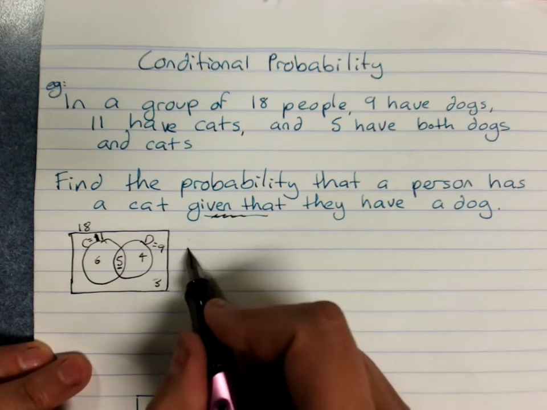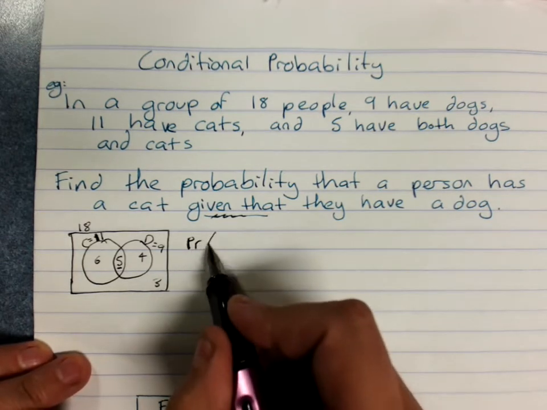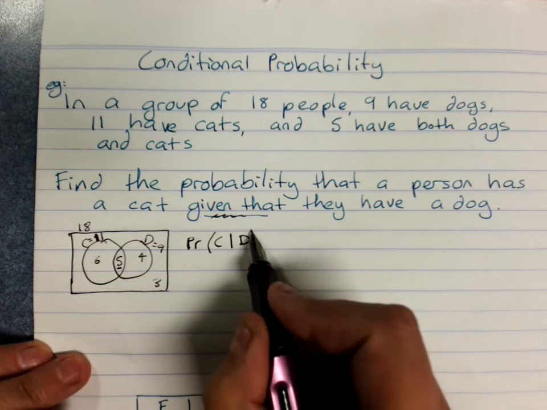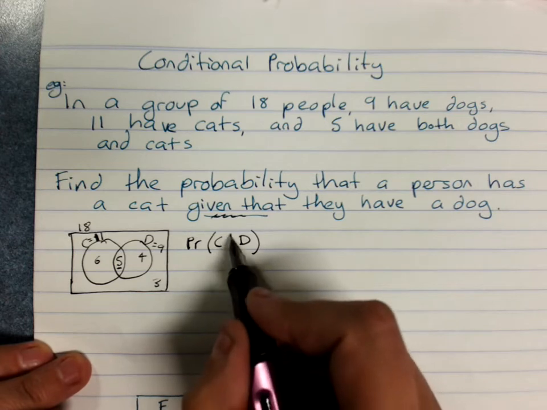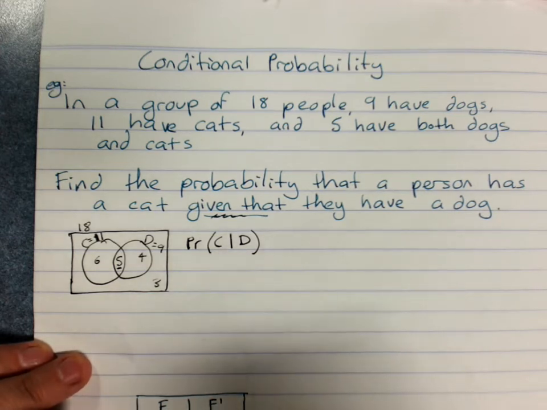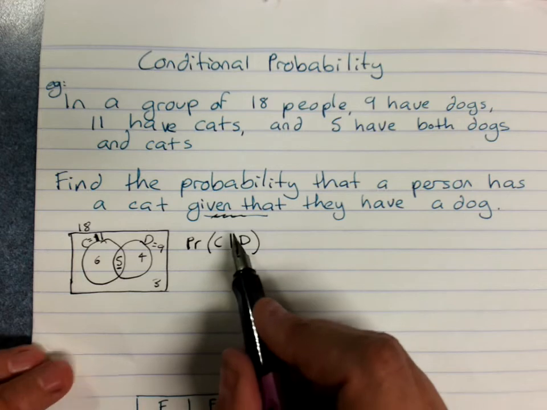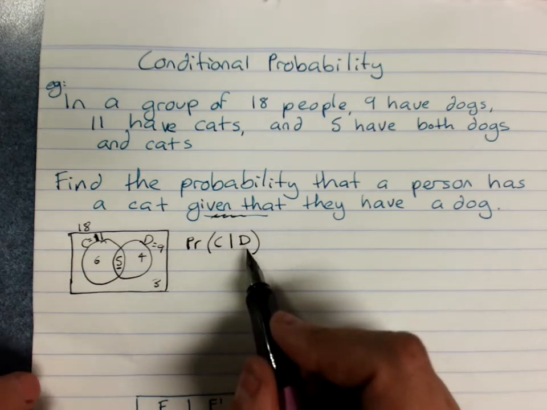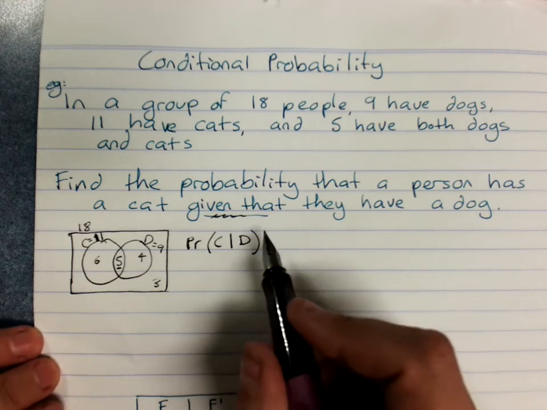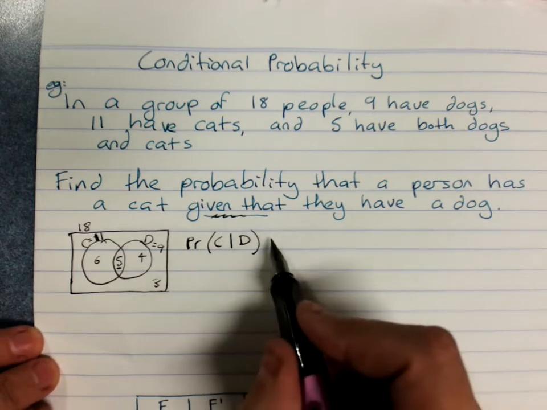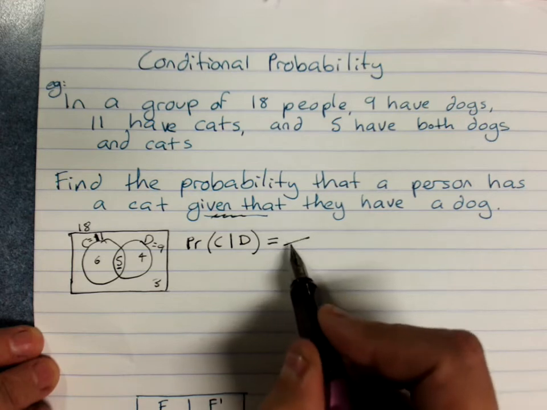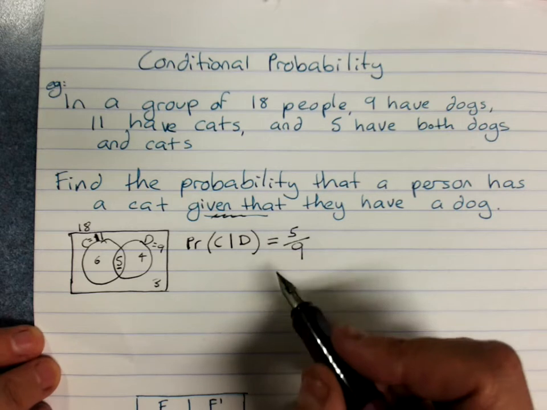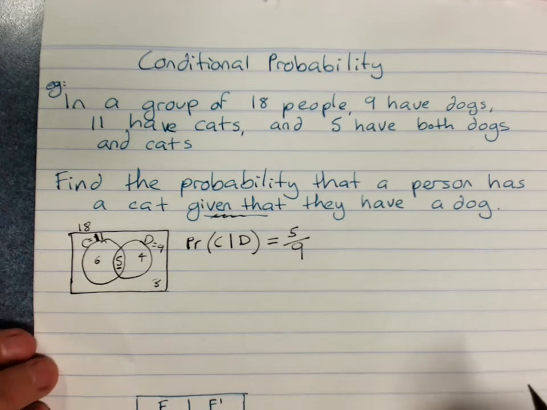So our notation is probability of cat given dog. This pipe bar symbol means "given that", so it's C given D. Cats given dogs. And the probability out of the people who have dogs that they also have a cat is 5 over 9. So that's what the "given that" questions are asking.